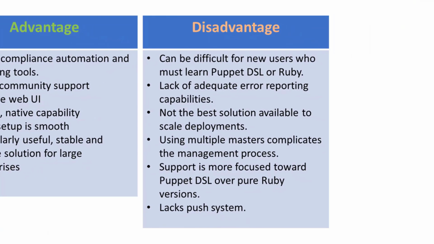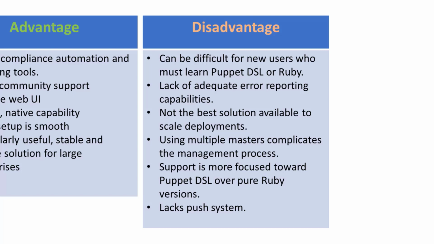So what are the disadvantages of Puppet? It can be difficult for new users who must learn Puppet DSL or Ruby, as advanced tasks usually require input from CLI. The installation process lacks adequate error reporting capabilities. Another disadvantage is that it's not the best solution available to scale deployments. The DSL code can grow large and complicated at higher scale. It uses multiple masters, which complicates the management process. Remote execution can also become challenging.